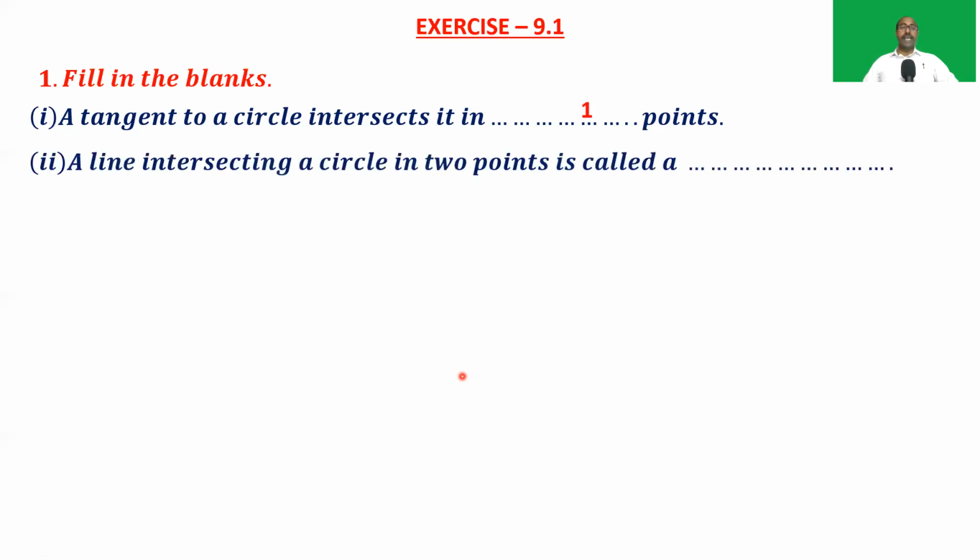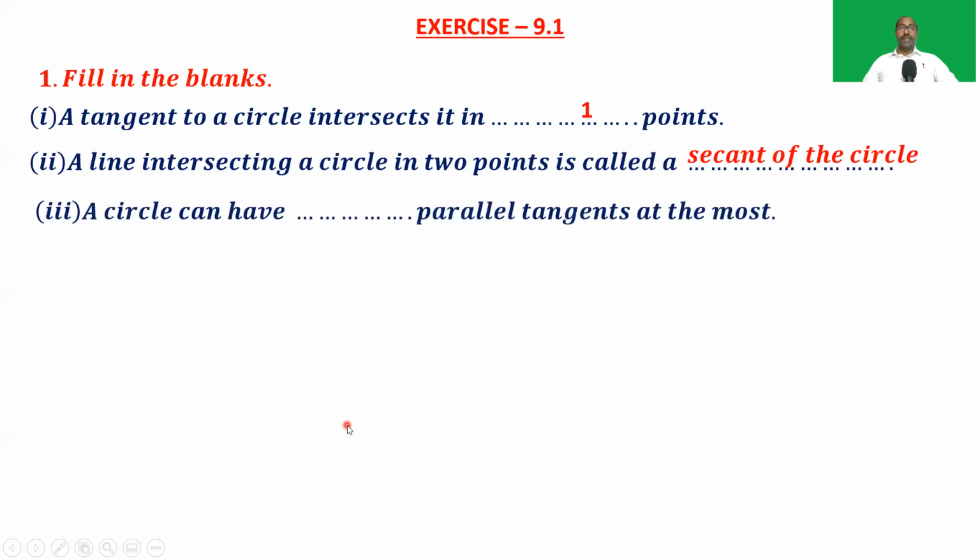And second one is a line intersecting a circle in 2 points is called a, what is that? So the answer is secant of the circle. That is, a line intersecting a circle in 2 points is called a secant of the circle.